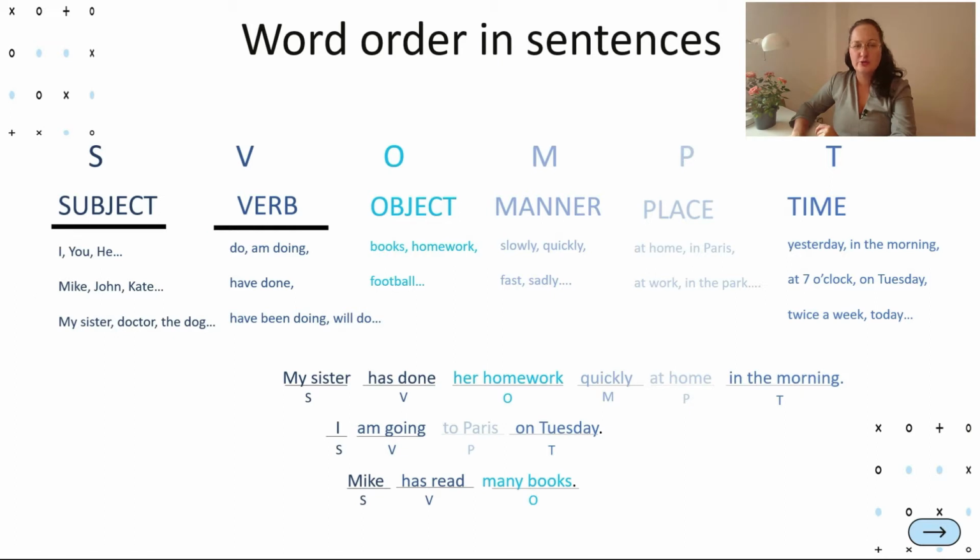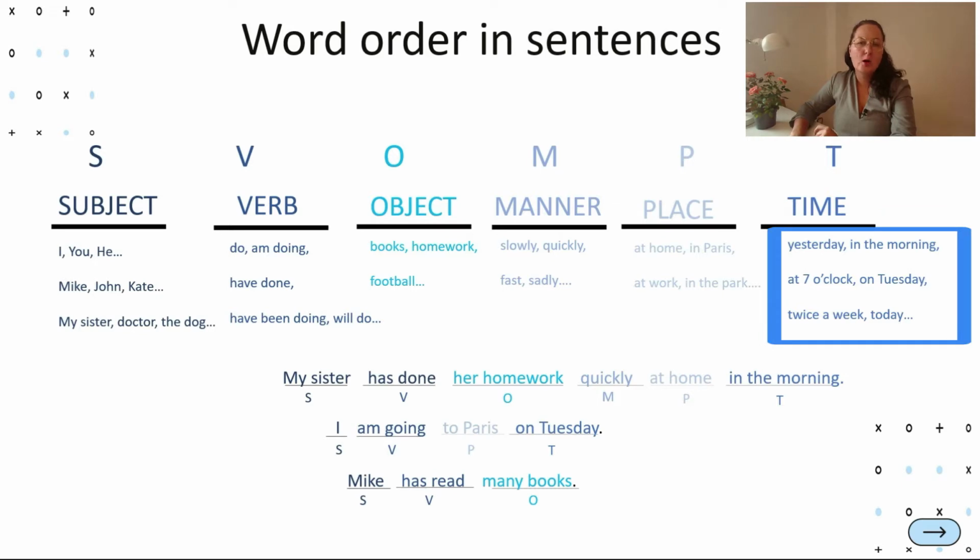Then O stands for object. For example, books, homework, or football. Usually it's a noun, and we will talk a little bit more about it later when we see the examples. Then M stands for manner. For example, slowly, quickly, fast, sadly. Usually the manner is an adverb because it's the description of the action. Then P stands for place, for example at home, in Paris, at work, in the park, or any other place. And T stands for time. For example, yesterday, in the morning, at 7 o'clock, or on Tuesday, twice a week, or today.